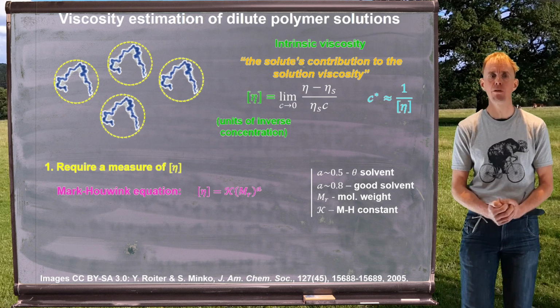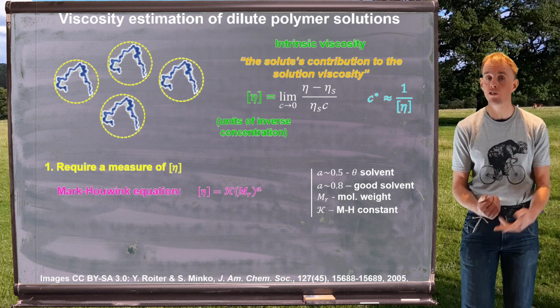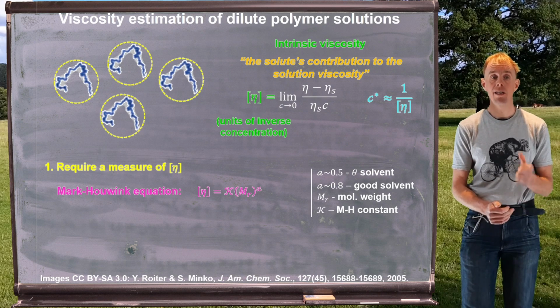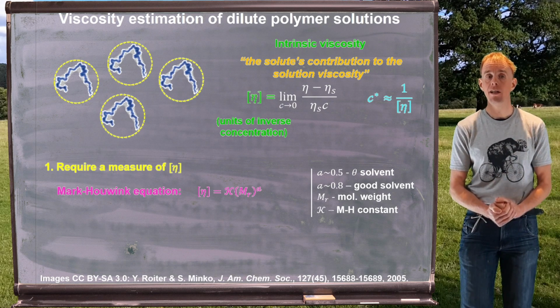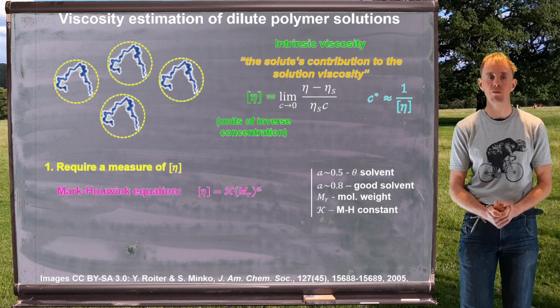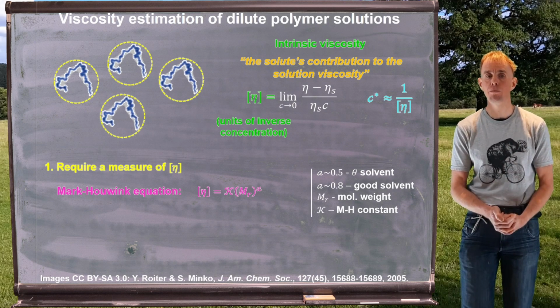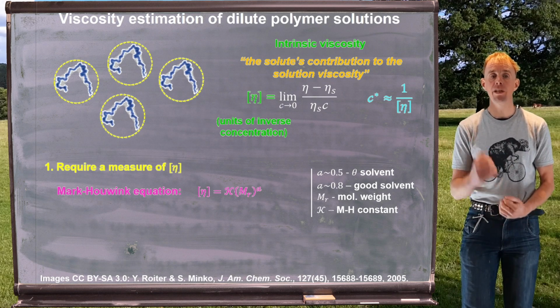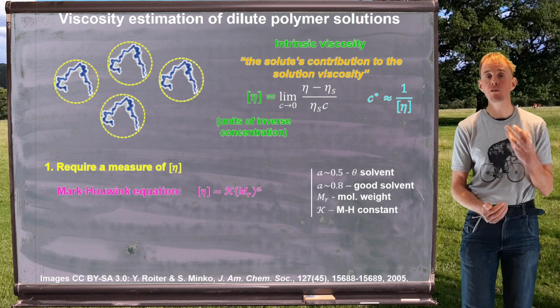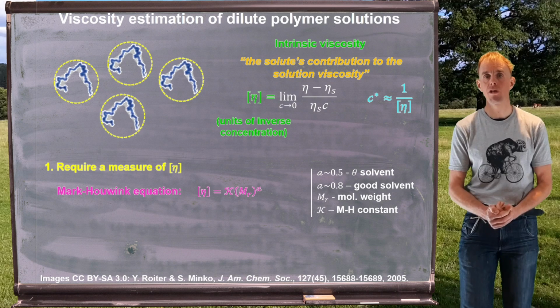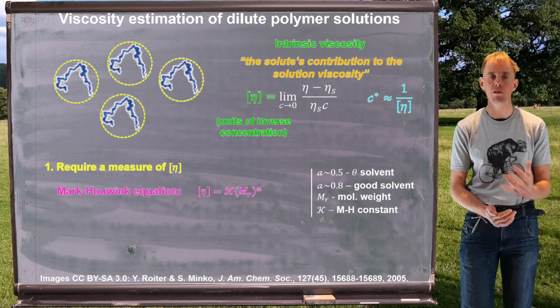And that expression involves the polymer molecular weight. It involves a measure of the goodness of the solvent. So here the power a is a half for a theta solvent and around 0.8 for a good solvent. It'll be less than a half for a poor solvent. We also here have a constant, the Mark-Houwink constant, script K, and you've got tables of Mark-Houwink constants for different polymers and different solvents, and so that can be looked up.